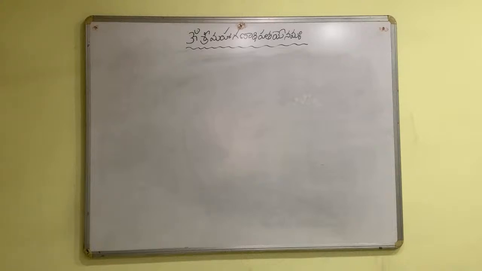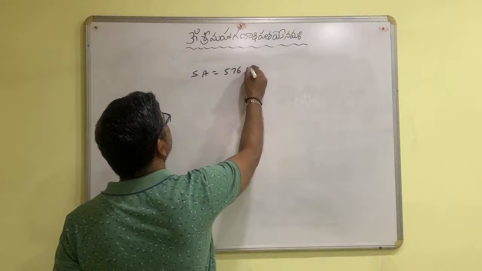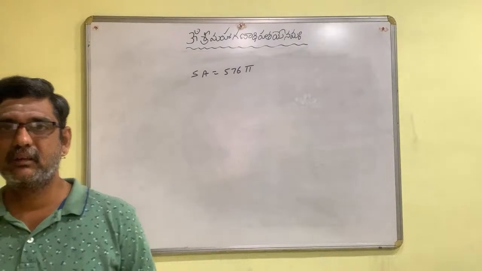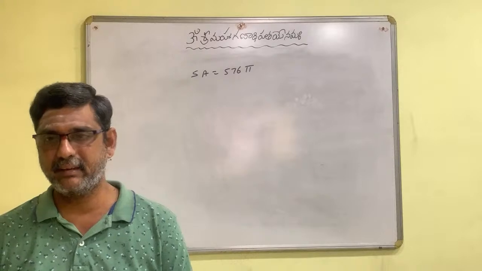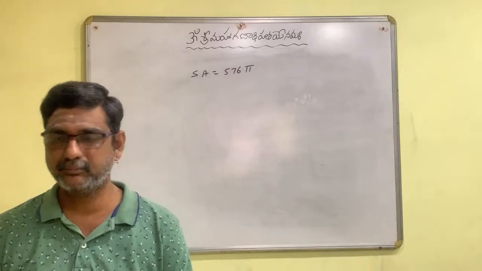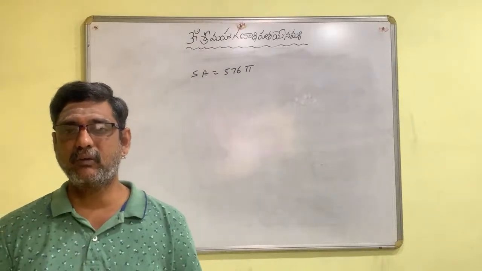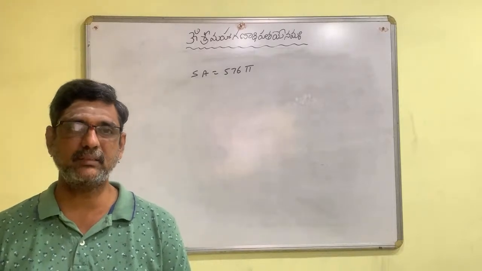Next question. The surface area of a sphere is 576 pi. What is the volume of the sphere? This is the question. So what is the surface area of a sphere now?